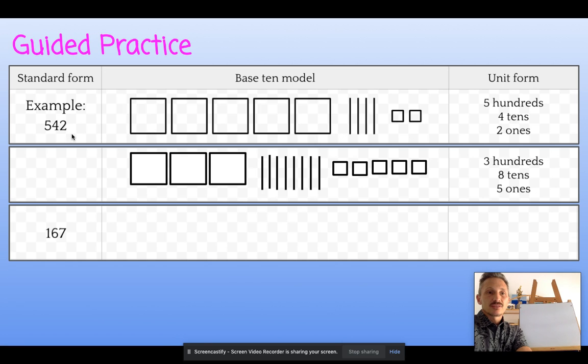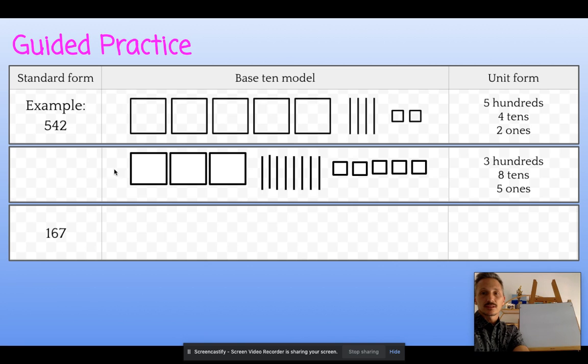So here the number is 542. Let's check. We have 500, 100, 200, 300, 400, 500. We have 4 tens, 10, 20, 30, 40. Okay, so remember the value is 4 tens. So the value of that is 40. And we have 2 ones. So 1 and 2. So we have 5 hundreds, 4 tens, and 2 ones. And let's write that down on your whiteboard or on your paper as well.